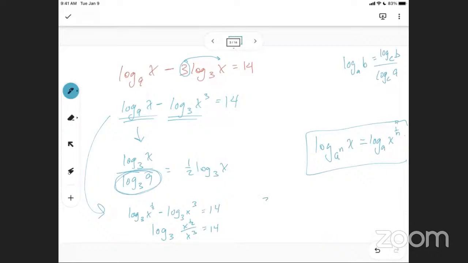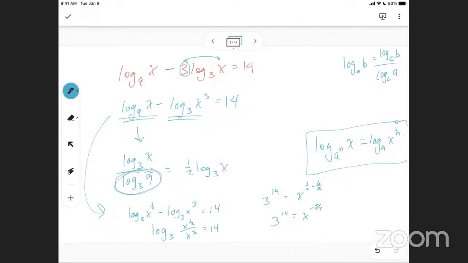So that means 3 to the 14 equals x to the, that would be -5/2. Oh no, -7/2. What is that? It's going to be, so I'm going to subtract these. It's x to the 1/2 minus 3, and 3 is 6. Oh, it's 5/2. Right? So that's -5/2. This is kind of a mess.